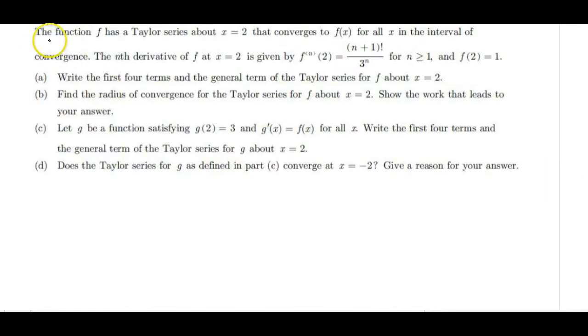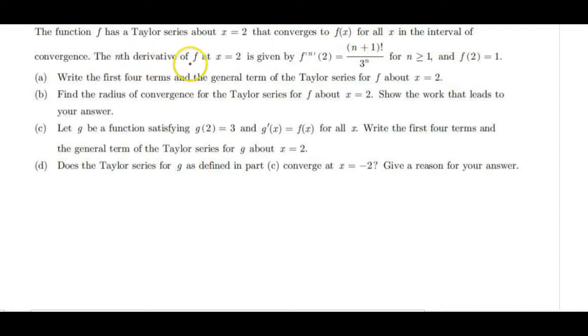Alright, next AP problem. We have the function f has a Taylor series about x equals 2 that converges to f for all x in the interval of convergence. So that was already a mouthful. We have some function f. That function has a Taylor series. The center of that Taylor series is 2. And the Taylor series converges for all x in the interval of convergence. So that's just like restating the definition of the interval of convergence. So we kind of have to get through the AP language.